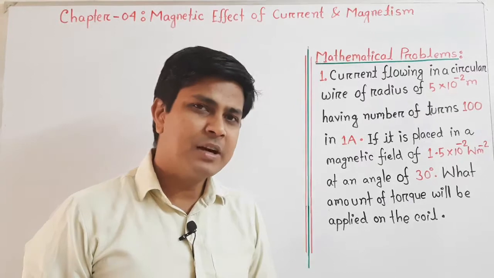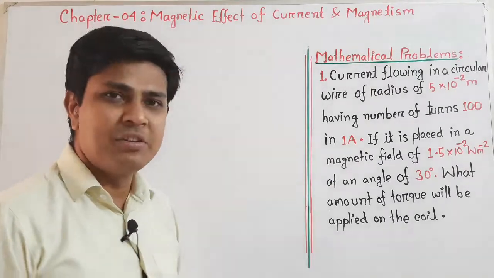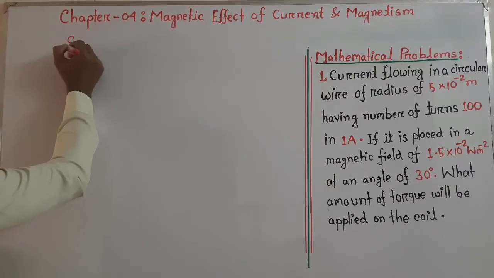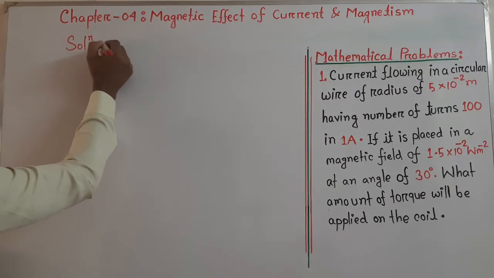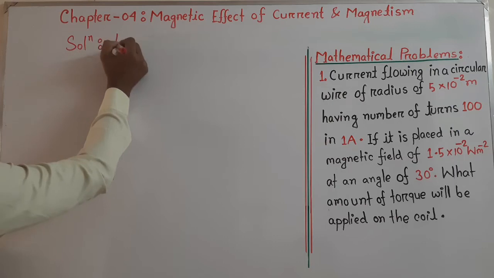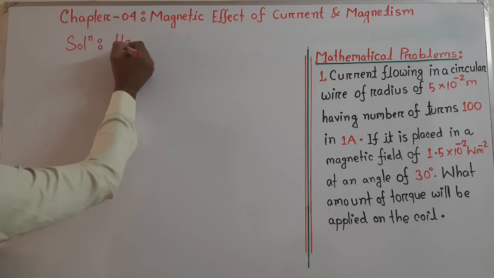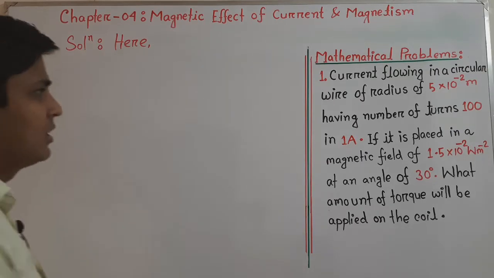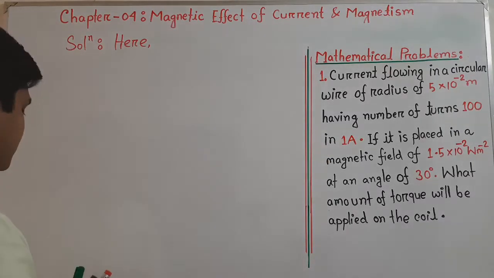Let's solve the math. First, we have to write the given information. Solution. Here, the radius of the circular coil is given.